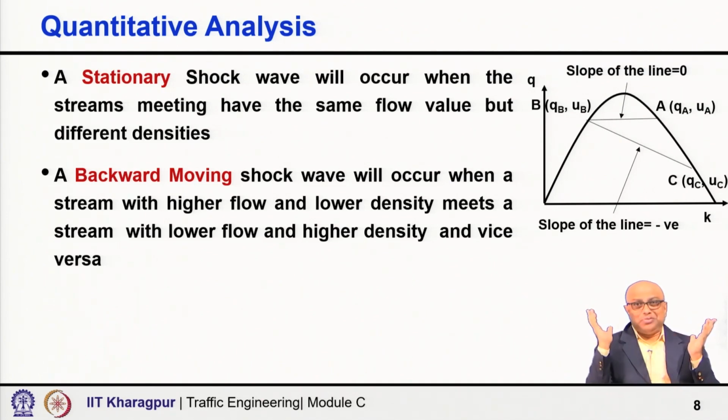So, now we know, based on the quantitative analysis and the understanding of the speed of shock wave, we can tell when forward moving shock waves are likely to be created, when backward moving shock waves are likely to be created, and when a stationary shock wave is likely to be created.